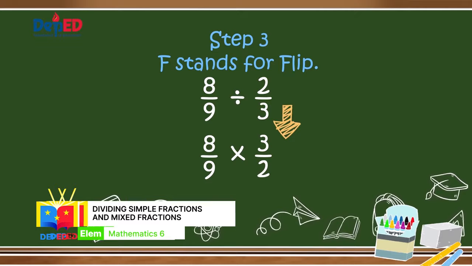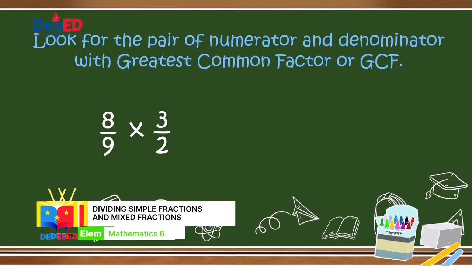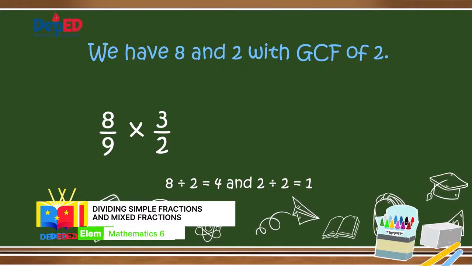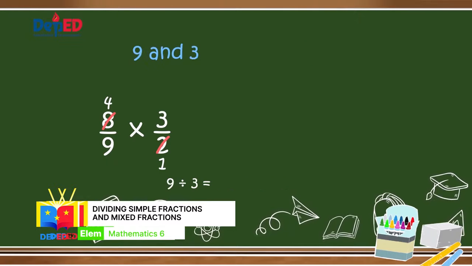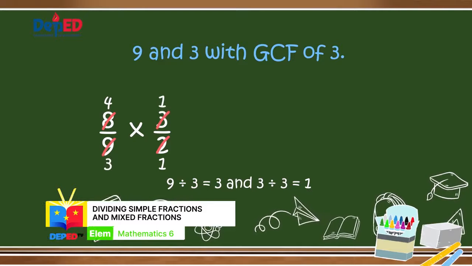8/9 multiplied by 3/2. Now, multiply the numerators and denominators or use the cancellation method in multiplying fractions. Look for the pair of numerator and denominator with greatest common factor, or GCF. We have 8 and 2 with GCF of 2. 8 divided by 2 equals 4. 2 divided by 2 equals 1. 9 and 3 with GCF of 3. 9 divided by 3 equals 3. 3 divided by 3 equals 1.